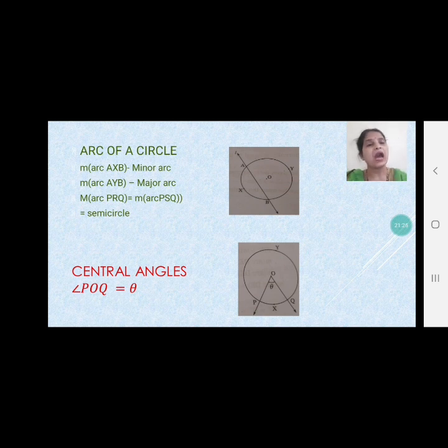After that we come to the central angle. Now what is central angle? From the center of the circle, if an angle is drawn, it intersects the circumference at two distinct points. So that particular angle is known as central angle, represented by theta. So here angle POQ is central angle, that is equal to theta.